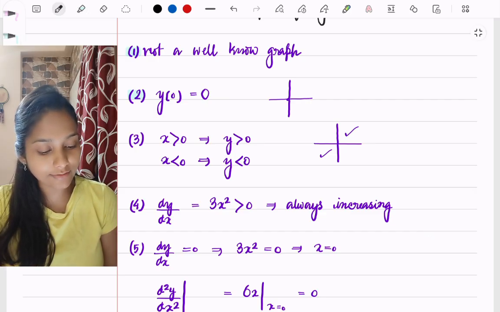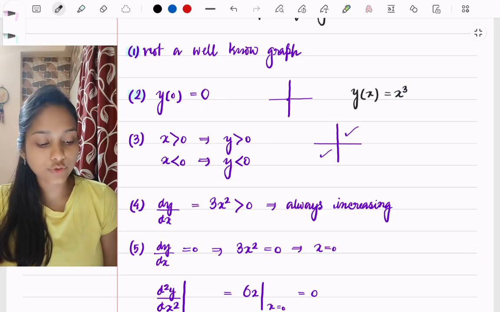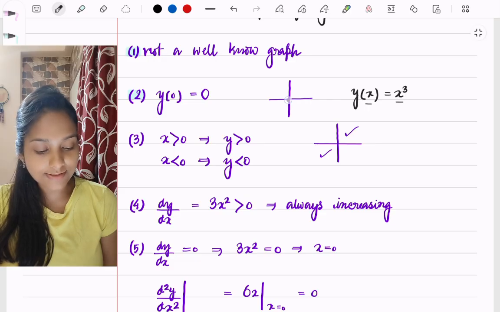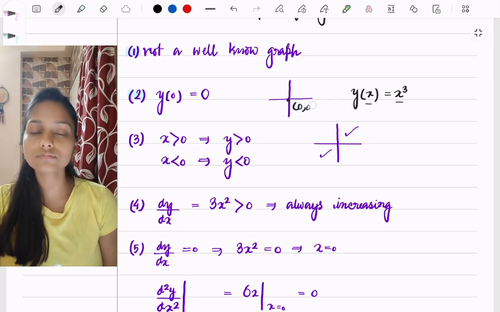So here we have the function y equals x cube. If we put 0 here, we will get a 0 here too. So this graph must pass through the point (0, 0).